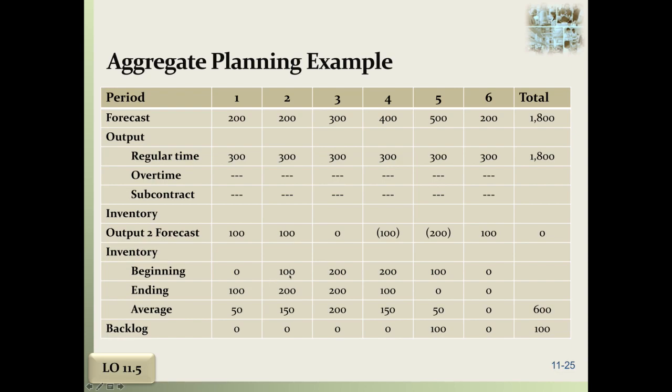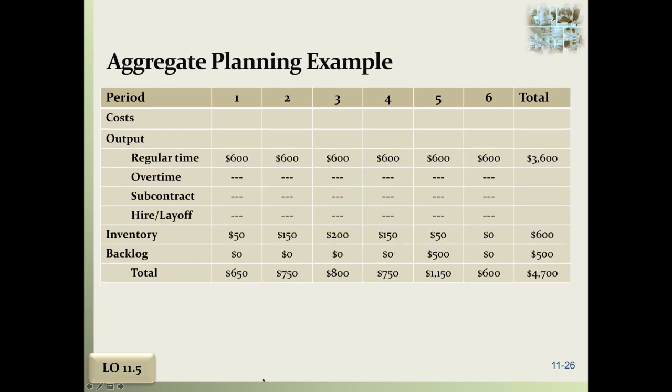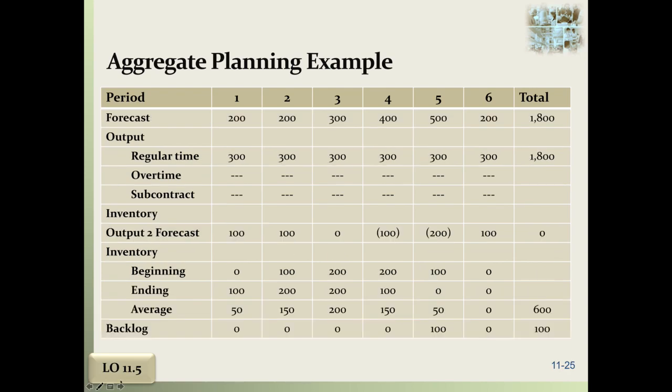So if you look at this, your beginning inventory is 100. You have an ending inventory of 200, and the average is 150. My output to forecast here is 0, so it's even. So I still have 200 on hand.